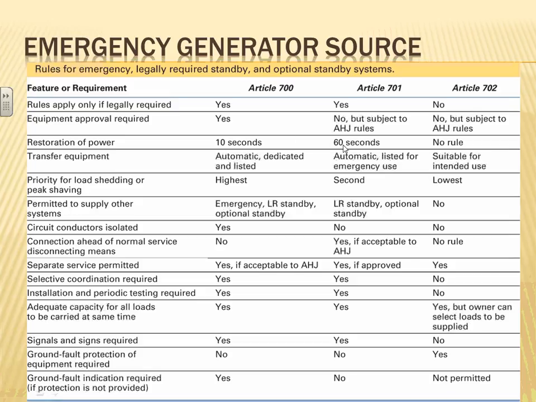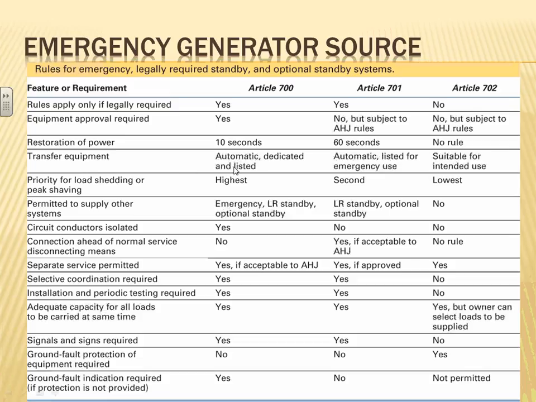Legally required, though, you need 60 seconds. That gives you more time to synchronize if you have to, come up to speed, pick up the load. If you have 702, whenever you finish, you can flip the switch manually if you want to. Any comments, guys, about the start of these systems and the difference between them? I thought this is a really nice sheet to compare between the three of them.